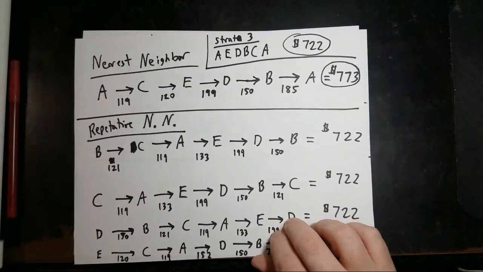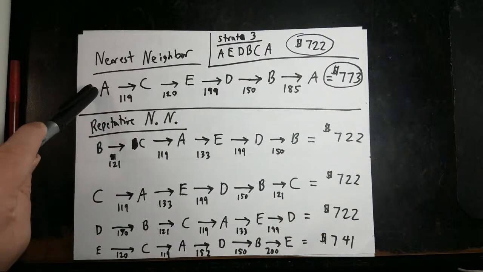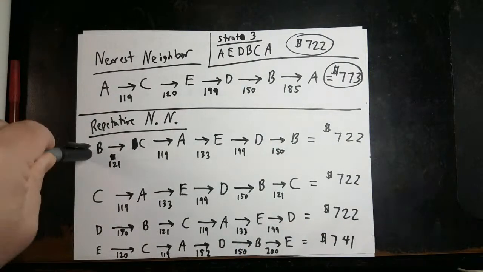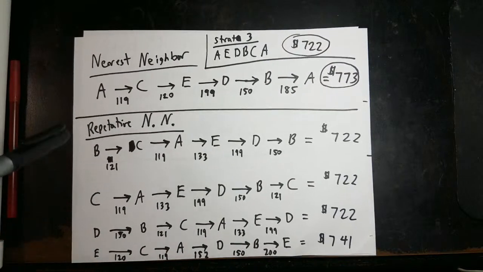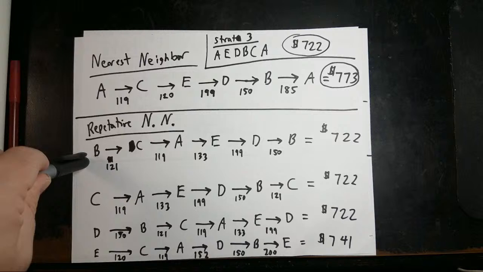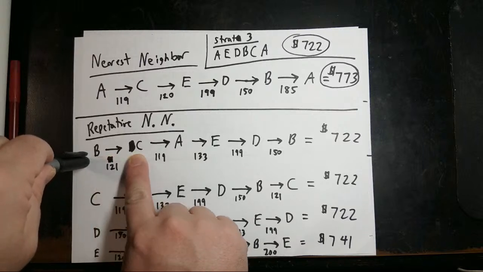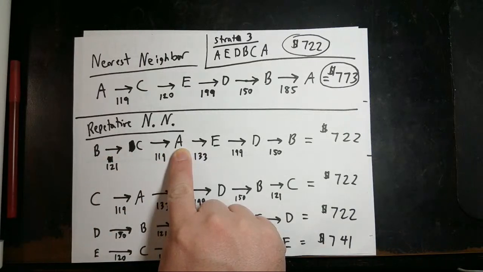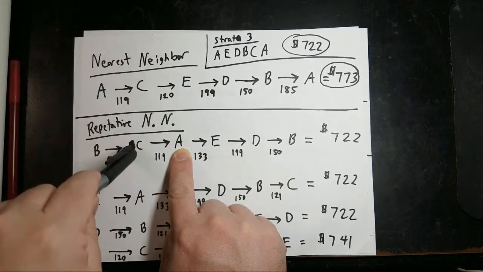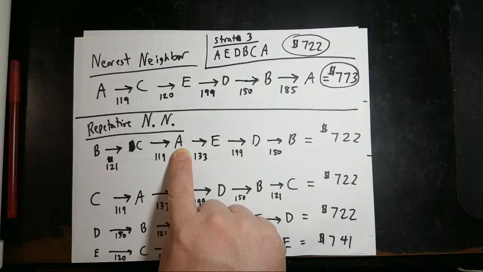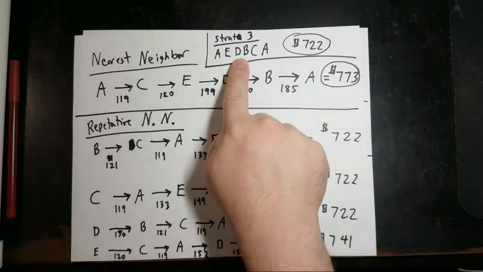Nearest neighbor, you had to start with A, you didn't have a choice. But with repetitive nearest neighbor, you can start with whichever vertex you want, and ultimately, we had a winner at $722, so we had to restructure it, starting with A, and then we would just go A, E, D, B, C, A, and that's how we got the winner for Strat 3.